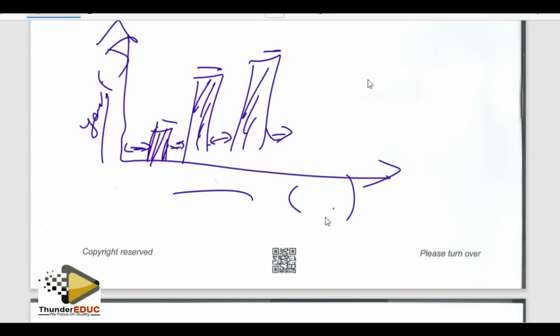So we mark the caption, we mark the correct type of the graph, because some people will draw a histogram instead of a bar graph. We mark the plotting, we mark the axis. Yes, we mark the axis, x and y, and then also mark the scale.